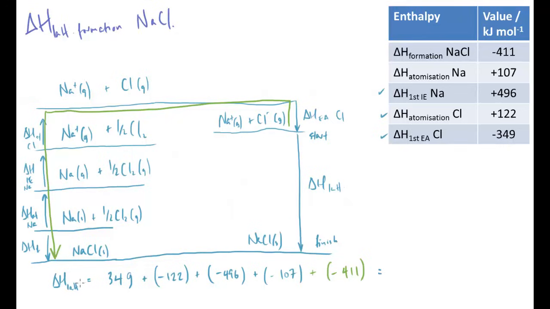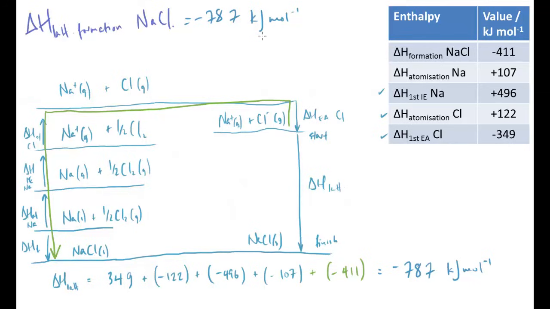And all you do then is you just add these numbers together. And when you add them together, you should come out with a value of minus 787 kilojoules per mole. And that there, with the minus sign, this is a very important point to make, is the lattice formation enthalpy of sodium chloride, calculated using this thermochemical cycle.